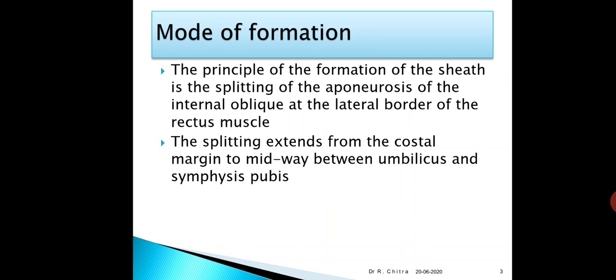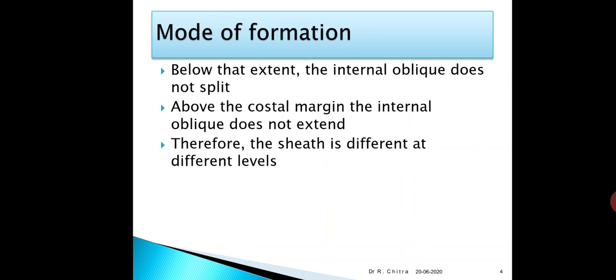The splitting extends from the costal margin to the midway between the umbilicus and pubic symphysis. So it is only from costal margin to the midway between the umbilicus and pubic symphysis. Below that extent, the internal oblique aponeurosis splitting is not present. Above the costal margin also, the internal oblique does not extend. So the sheath is different at different levels. So this is the mode of formation of the rectus sheath.